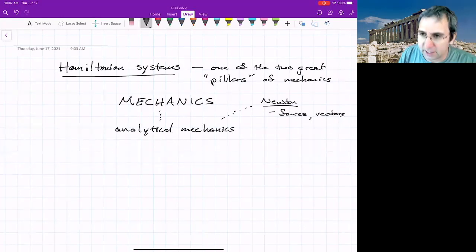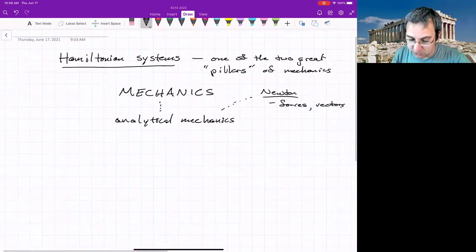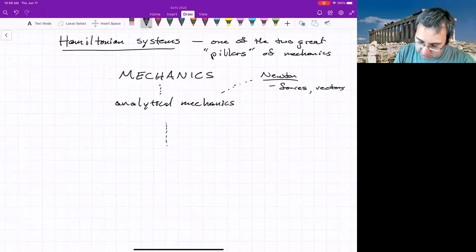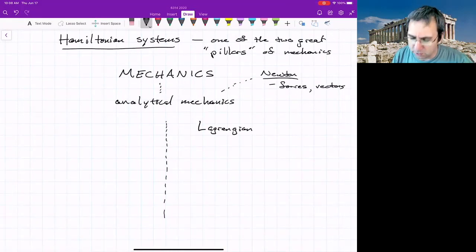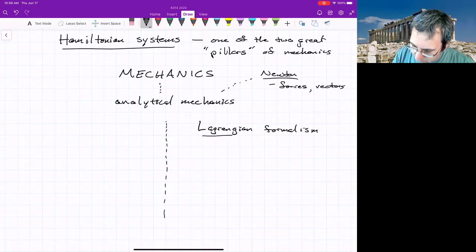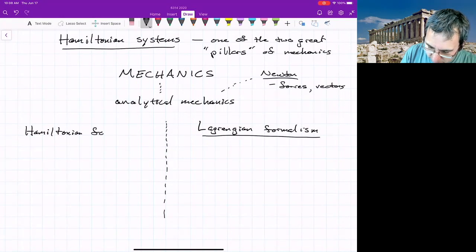So analytical mechanics looks at systems in terms of either coordinates and momenta or coordinates and their time rates of change. And that's what provides the two big pillars. So let me just sort of split this down the middle. On the one side, we've got the Lagrangian point of view or the Lagrangian formalism. And on the other side, the Hamiltonian formalism.